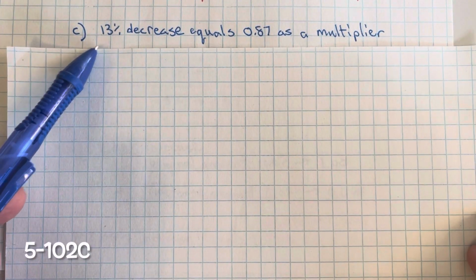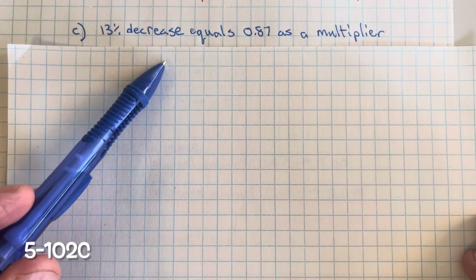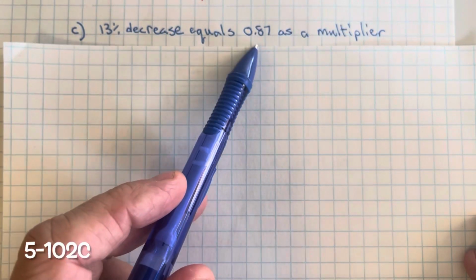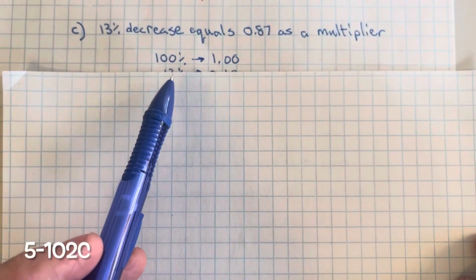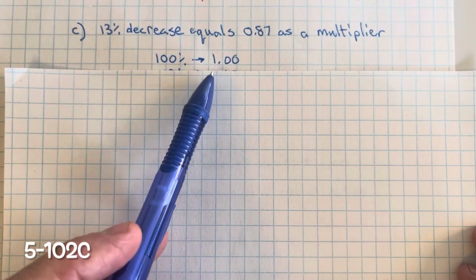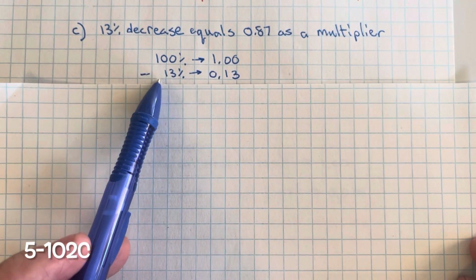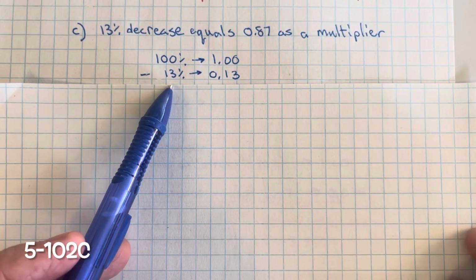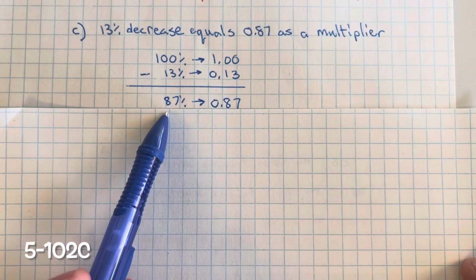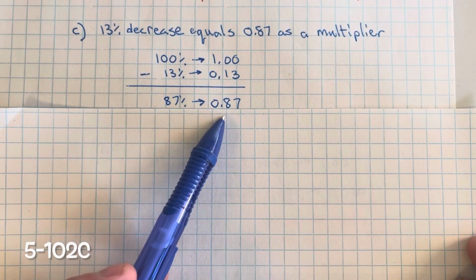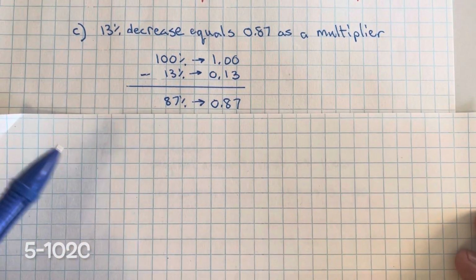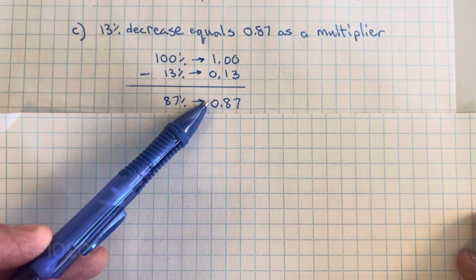Part C, 13% decrease. That's going to equal 87 hundredths as a multiplier. You have 100% of what you start with. You're going to subtract 13% because it's decreasing by 13%, which will give you 87% or 87 hundredths. So your multiplier is 87 hundredths.